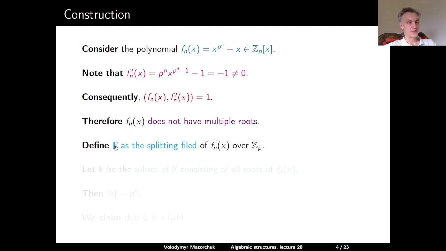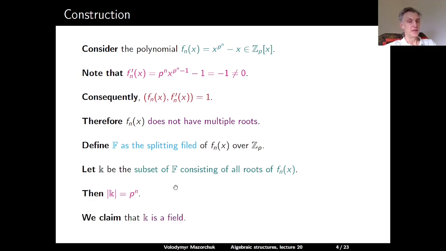Now let us define the field capital F as a splitting field of our polynomial f sub n of x over the field Z sub p. Let little k be the subset of this capital F, which consists of all roots of the polynomial f sub n of x. Then, of course, since our polynomial has degree p to the power n and doesn't have multiple roots, it follows that the cardinality of this k is p to the power n.